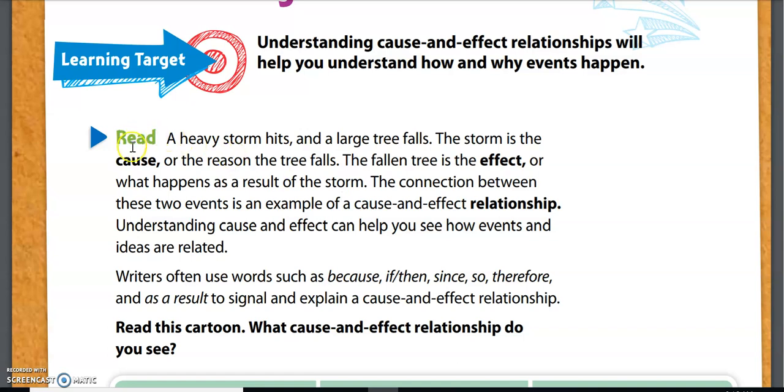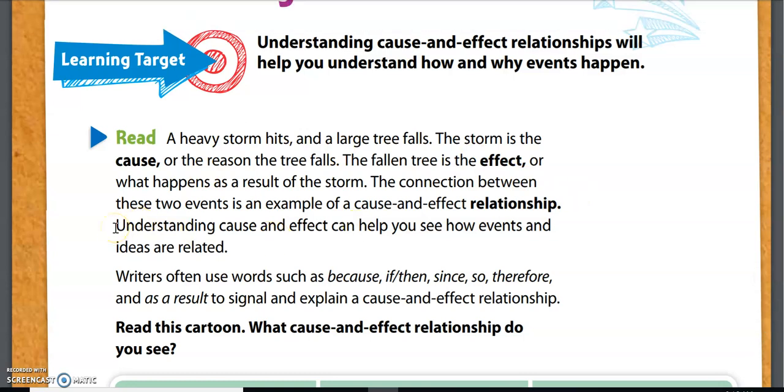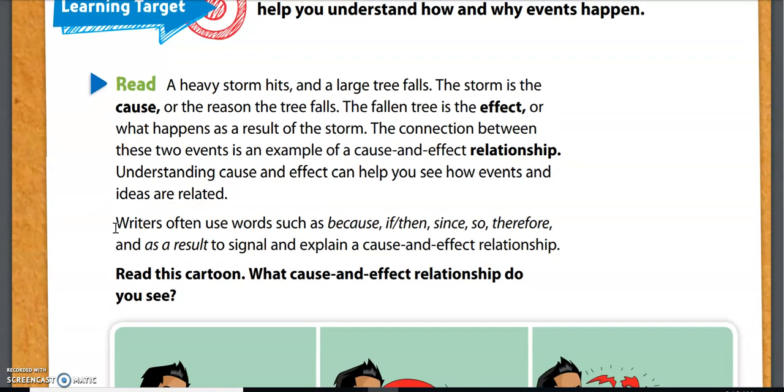As you may notice, you see bolded words. These bolded words also have a definition in the text, and there also are power words for the week. These are important words that you'll need to know in order to answer your questions. Understanding cause and effect can help you see how events and ideas are related. Writers often use words such as because, if then, since, so, therefore, and as a result to signal and explain a cause and effect relationship.